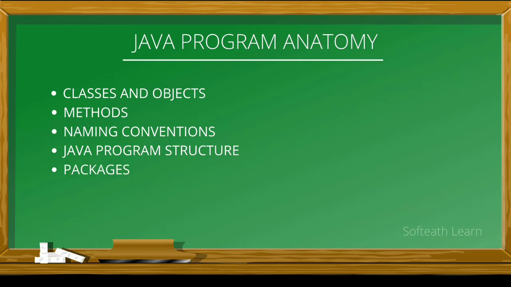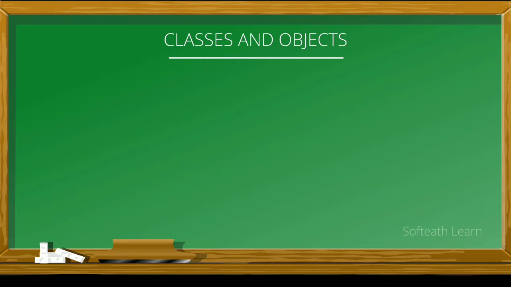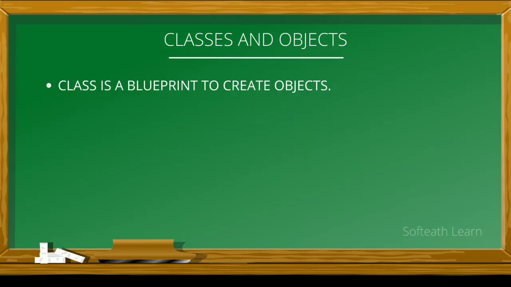So, let's start. First of all, we will discuss what a class is. By definition, a class is a blueprint to create objects. Now there is a question, what is an object? Also by definition, an object is an instance of a class. These are technical definitions. Let me give you an example to make everything clear.